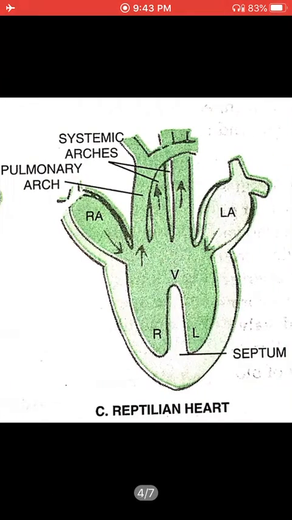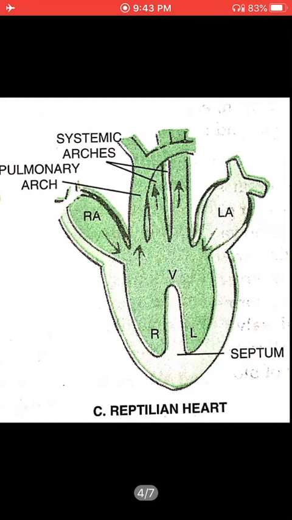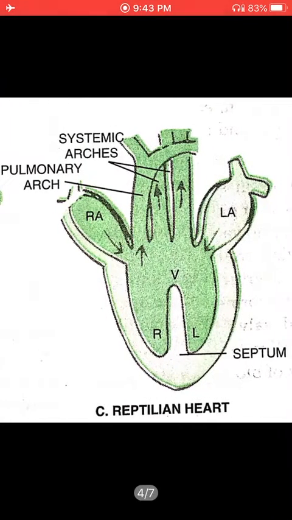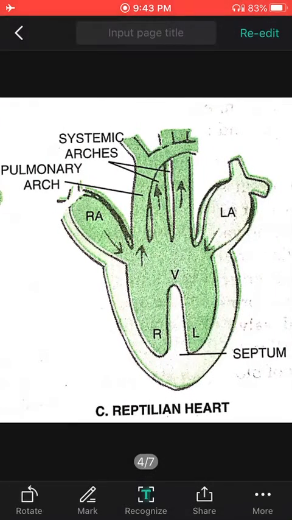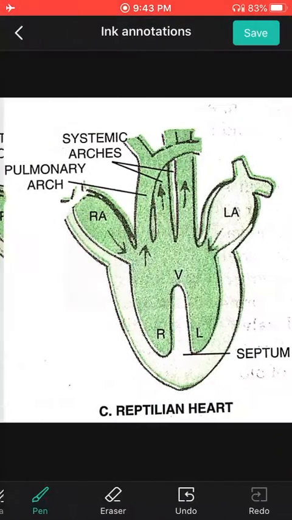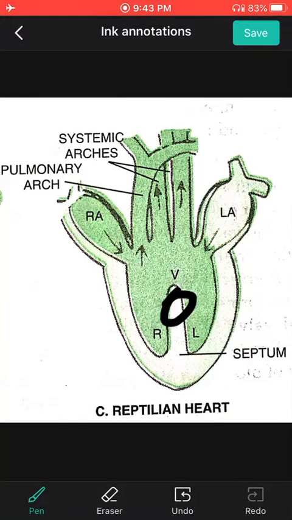Now coming to the next, the reptilian heart. It is four-chambered, but the septum between the ventricles is not good enough. What is the septum over here? This is the septum. It is not elongated enough to make the separation complete, so it is not well developed. That's why the reptilian heart is considered incompletely four-chambered.